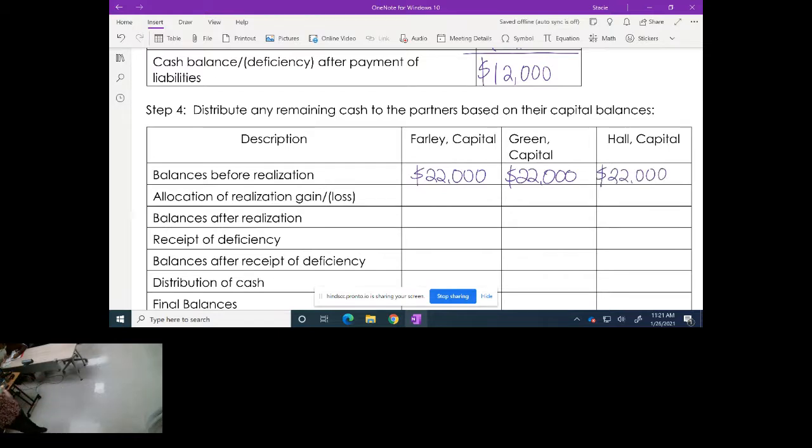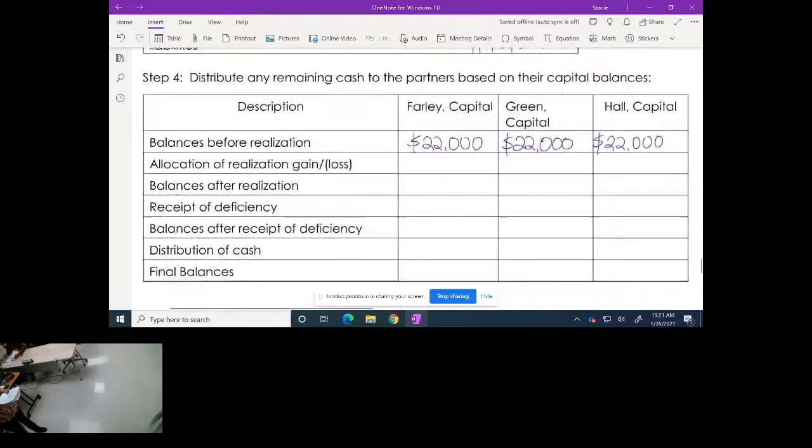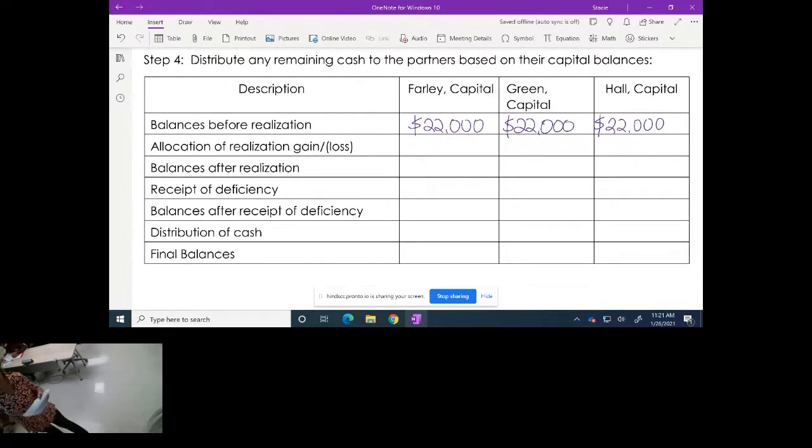Okay. Now we have to reduce their capital accounts for the amount of the loss that they received allocation for. So how much did Farley get? 27. Okay. So he got 27 allocated to him or her, whatever. How much for Green? 16.2 of that loss went to Green, and then 10.8 went to Hall. Okay, so let's see what their capital looks like after we reduce it for this allocation.